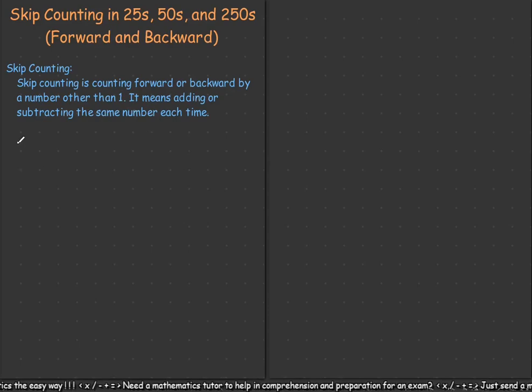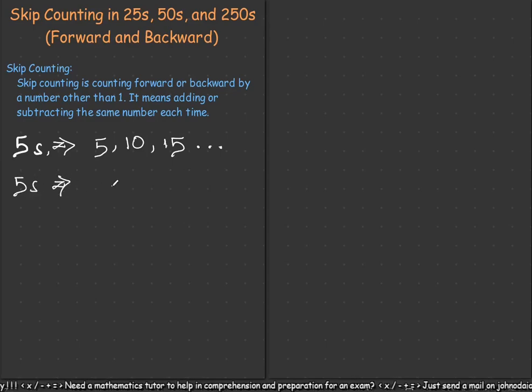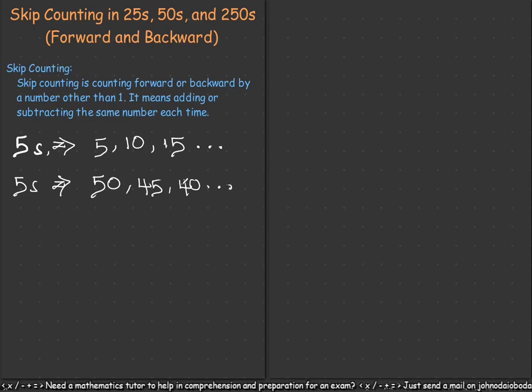So for instance, if I say let's skip count in fives, then we are going to get the numbers: we have 5 itself, then going to 10, 15, on and on and on. So this is how we skip count in fives. And if you want to skip count in 5s backwards as well, then we can start from a number like 50. Then from 50, we have 45, 40, and that also goes on and on. So with this in mind, let's look at the two types of skip counting that we have.